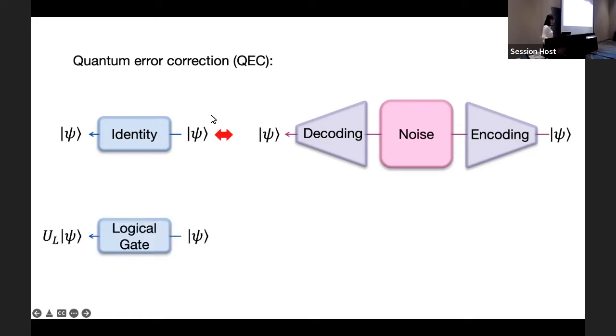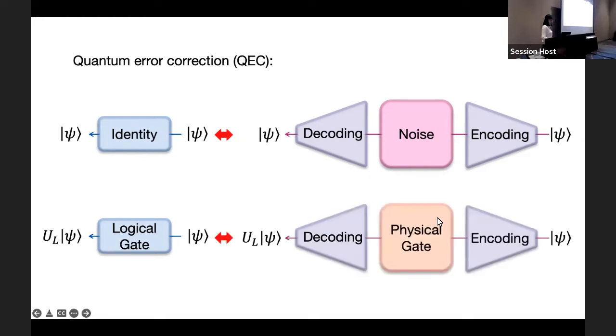In real life, we also need to perform logical gates. So here, UL is a non-trivial logical gate that we want to perform in a quantum computer. And in order to do so, we must have a physical gate acting on the large physical Hilbert space, so that the physical gate after the encoding and decoding could be mapped to this logical unitary operation. So from these two diagrams here, we basically see that the structure of the noise must be fundamentally different from the structure of the physical gate.